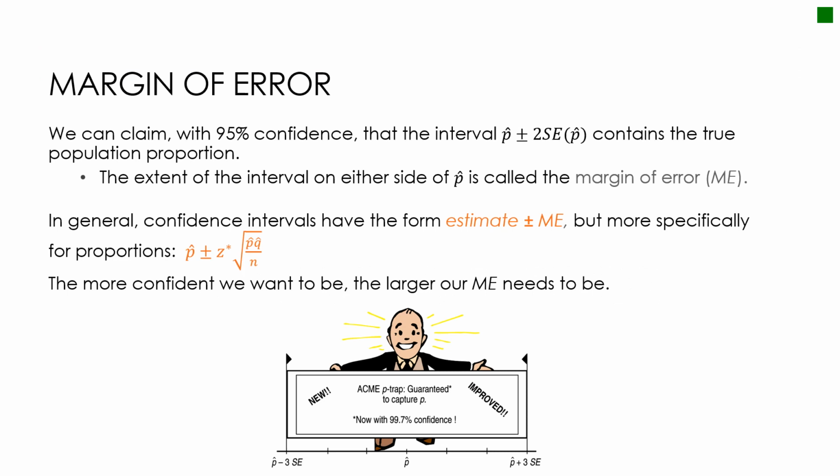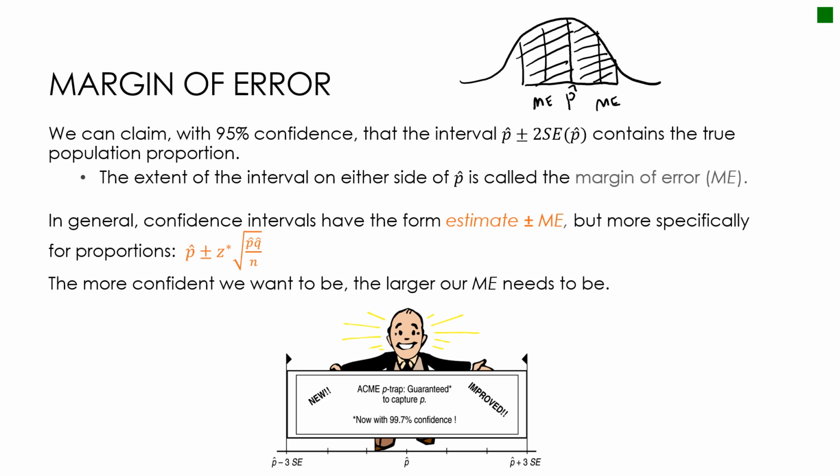So again, we can claim with 95% confidence that the interval of p hat plus or minus 2 standard errors contains the true population proportion. The extent of the interval on either side of p hat is called the margin of error. So before, when I was looking at p hat being in the middle and looking at 2 standard errors, this is called, well actually, this is called the margin of error. And as you can see, I'm adding and subtracting that to p hat.